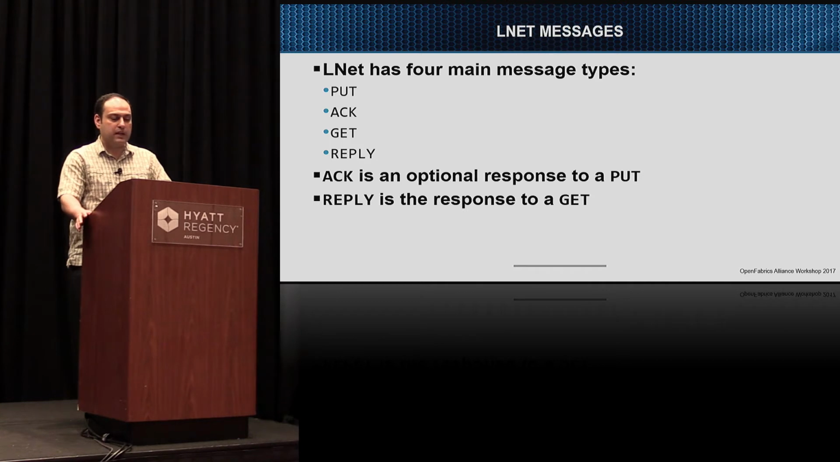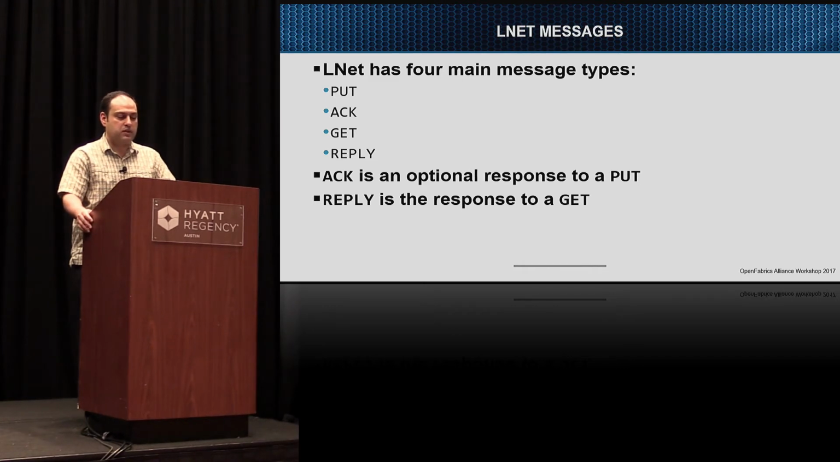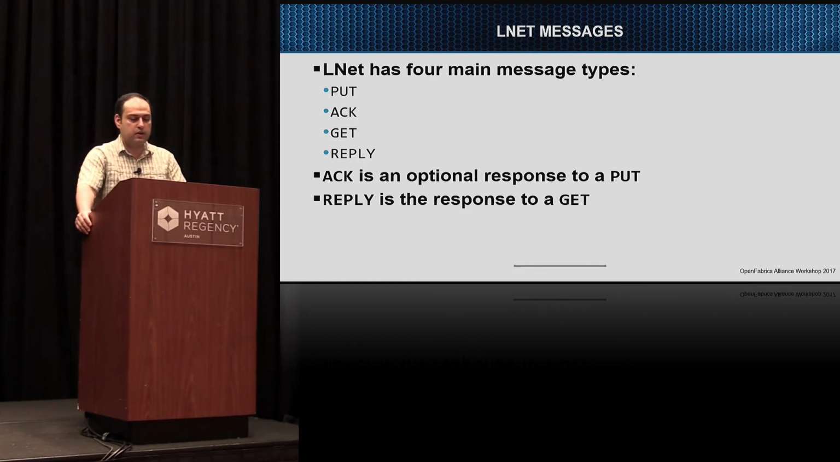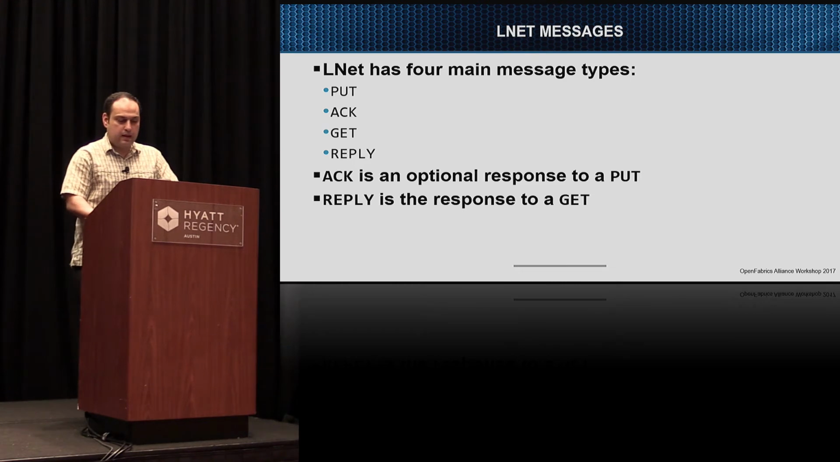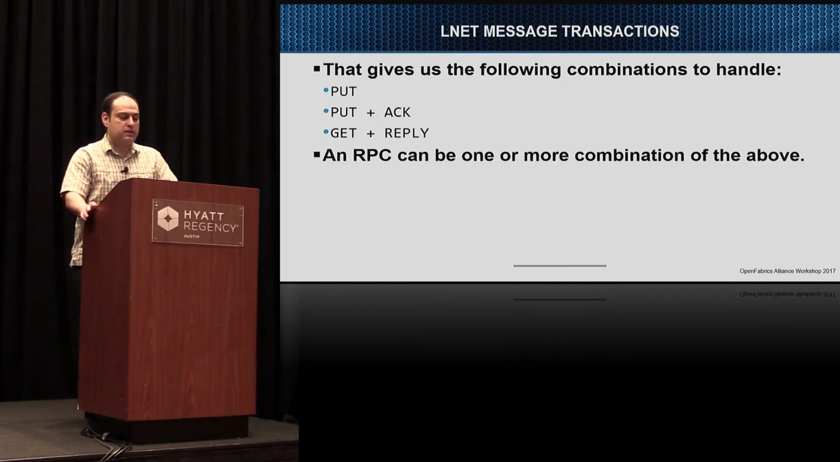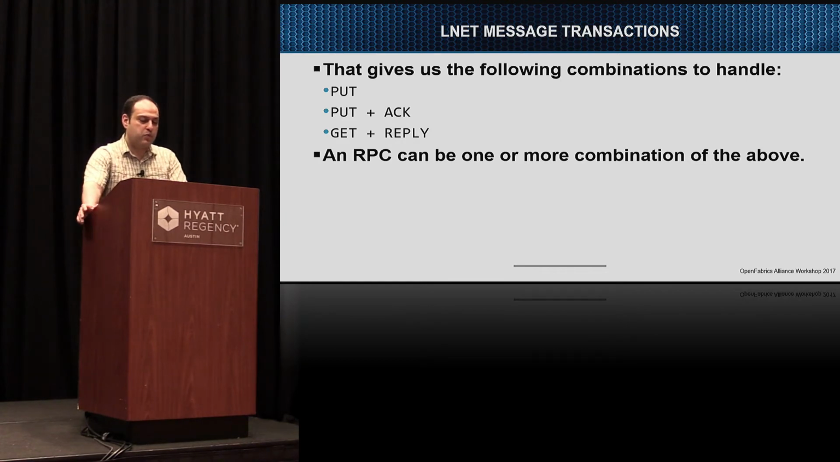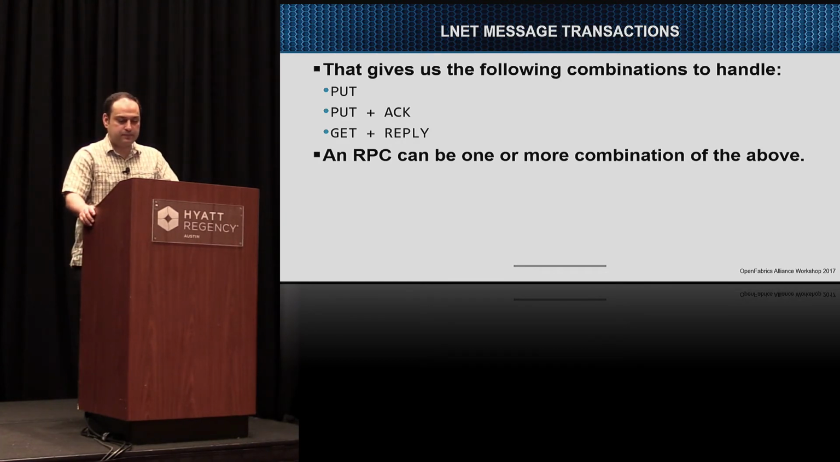I'm going to cover quickly what messages LNET uses. There are 4 main messages: the put, the ACK, which is an optional response for the put, the get, and the reply, which is the response for the get. That gives us 3 different combinations to work with: a bare put, a put plus an ACK, or a get plus a reply. An RPC, as formed by the portal RPC layer, can be one or more of those combinations.